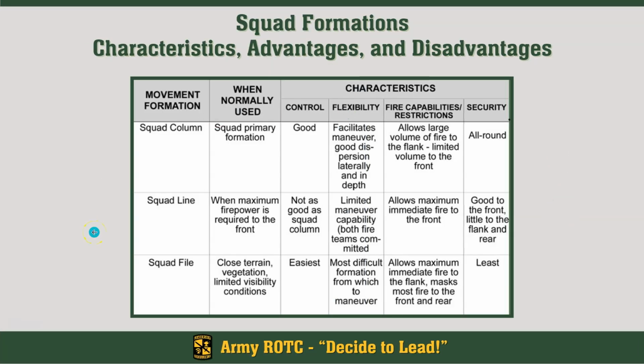So we have another chart for this one that you can use, pause it, take a picture of, memorize it, where you have your movement formation in this column, when it gets used, and those 4 characteristics, how they play into each. So the squad column has good control, facilitates maneuver, and has good dispersion laterally and in depth, allows large volumes of fire to the flanks, but it's limited a little bit to the front, and it has good all-around security. And you can read through the rest to see how all of these characteristics play into the line and file as well.